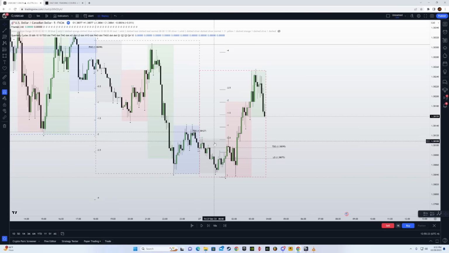The black box is the accumulation, the red box is manipulation, and then we got the green box that is also called distribution, right? But once you get the manipulation in the red box, you can then expect a distribution. So that's how you can use quarterly theory with this.